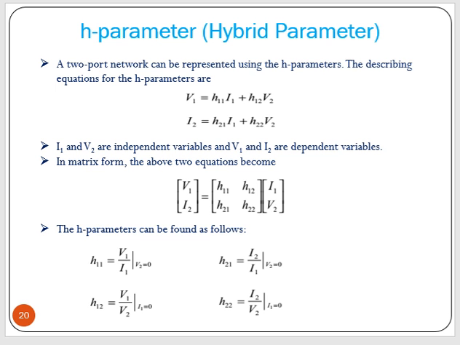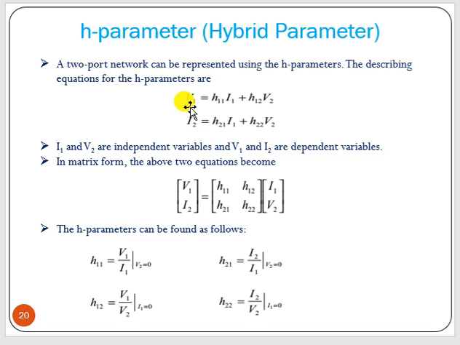Now say H parameter or hybrid parameter. This two-port network can be represented using the H parameter, which is described as in case of Z and Y parameter. For Z parameter it is written in V equal to IZ format, and for Y parameter, I equal to YV format. Here it is called hybrid parameter. Here the independent variables are I1 and V2, and dependent variables are V1 and I2, V1 for port 1 and I2 for port 2.